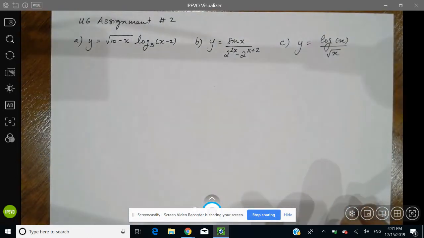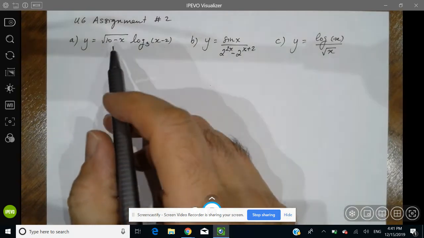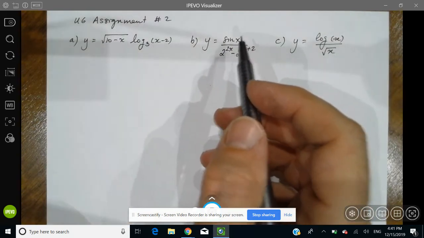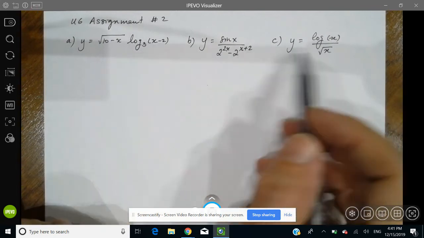Hi folks, we're going to take a look at number 2 from the Unit 6 assignment. Here they're asking us to find the domains of these three functions, and we see that there are combinations of functions that we know. So here multiplication, here we've got a couple of divisions.